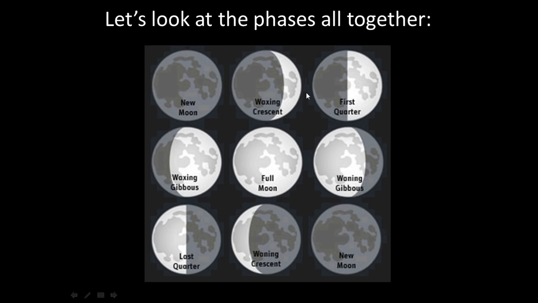Looking at all the phases together, again, you can see, here's the new moon, waxing crescent. Waxing and waning are two vocabulary words that you have on your vocabulary list. Waxing is when the moon appears to be growing, and waning is when it appears to be decreasing. Waxing crescent, first quarter. Waxing gibbous, full moon. Waning gibbous, last quarter. Waning crescent, new moon. Sometimes first quarter and last quarter will also be called half moons.